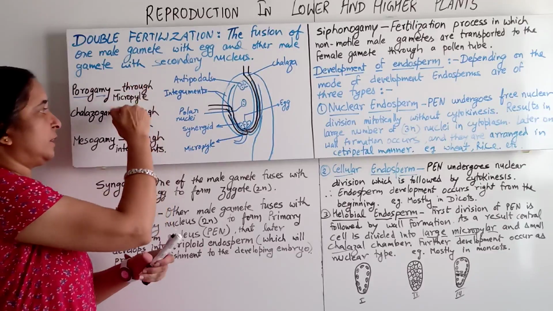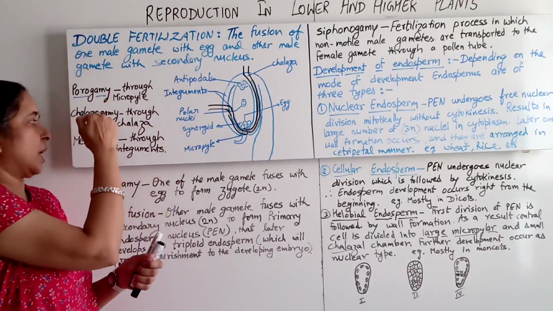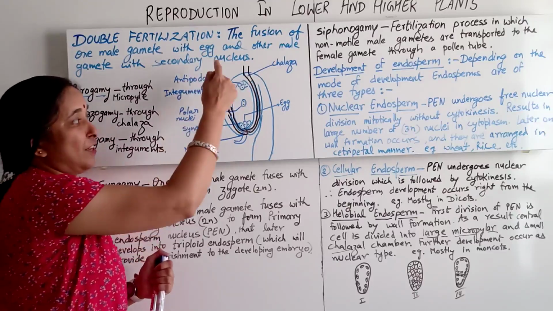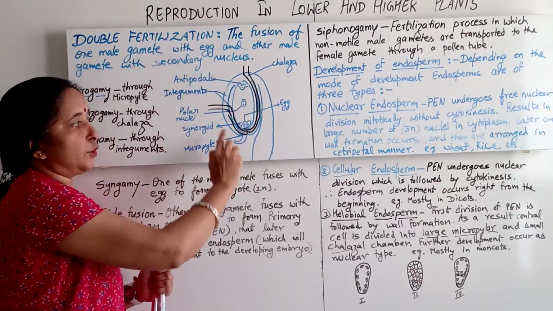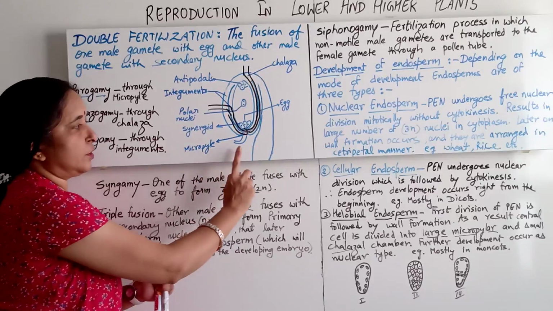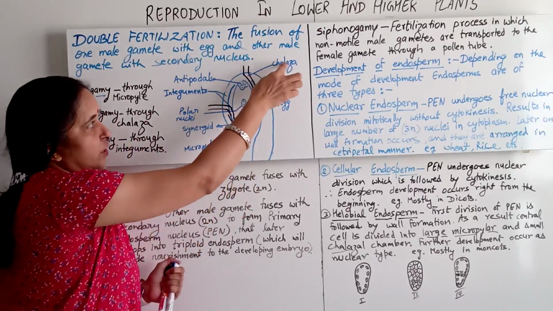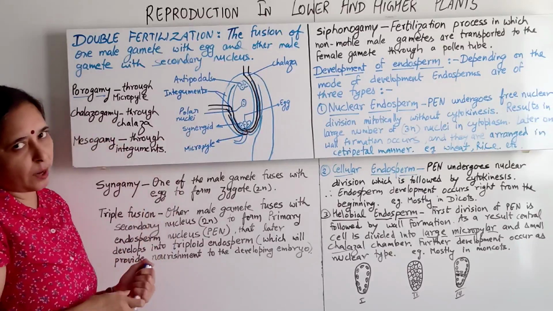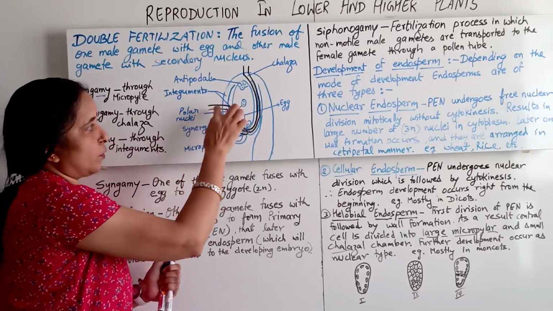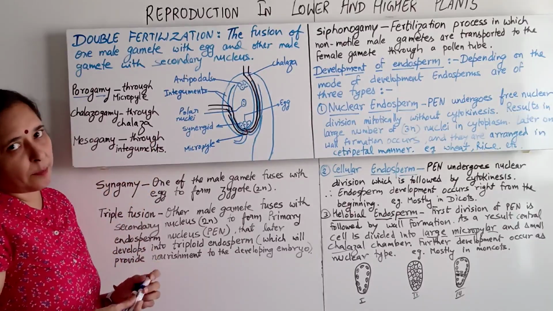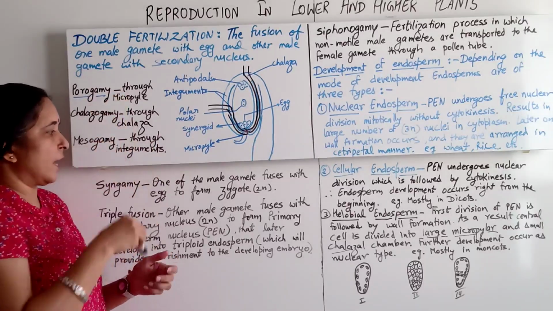So these are the three terms, porogamy, chalazogamy and mesogamy, depending upon which part of the ovule the pollen tube is entering. If it enters into the micropyle, that is called porogamy. If it enters from the chalaza side, that is called chalazogamy. And if the pollen tube enters from the integuments, that is called mesogamy. So these are the three terms they have given.